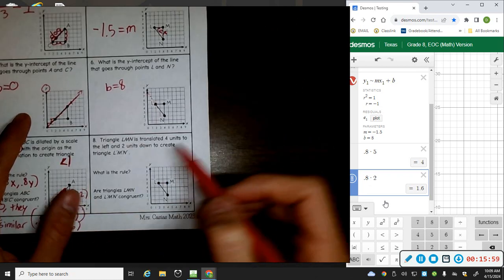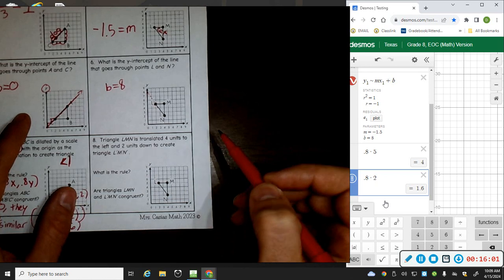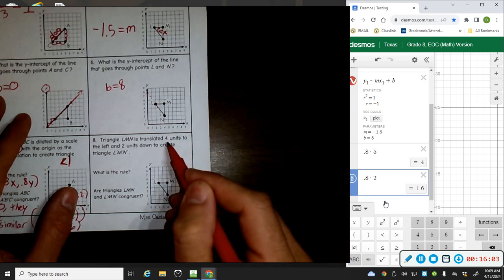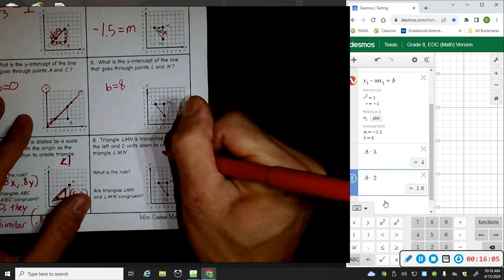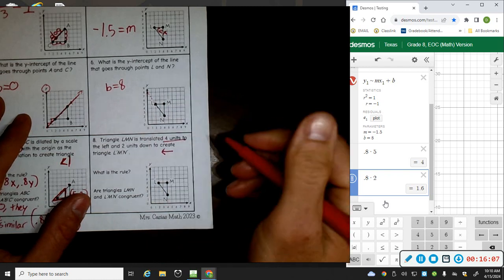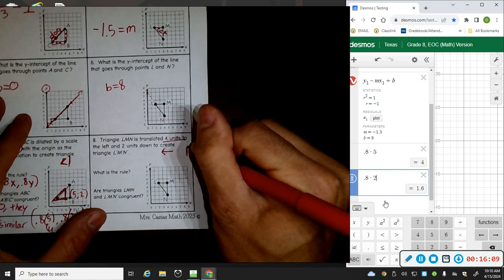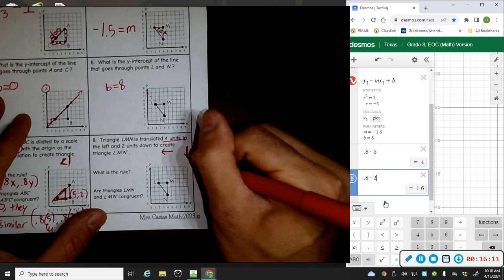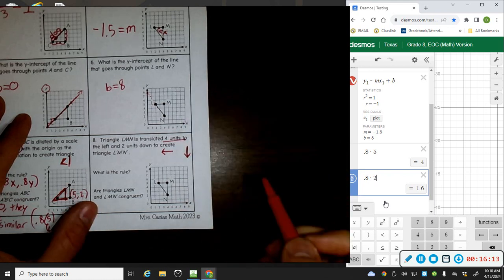And then we have one more. Triangle LMN is translated 4 units to the left and 2 units down. I like to go ahead and draw arrows, left and 2 units down. And if you don't know your left and your right, I can't help you at this point. You're in 8th grade, so sorry.